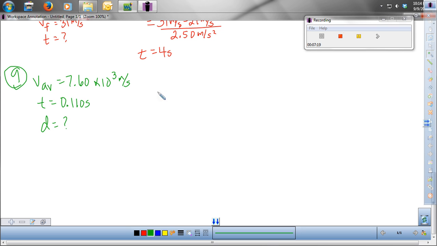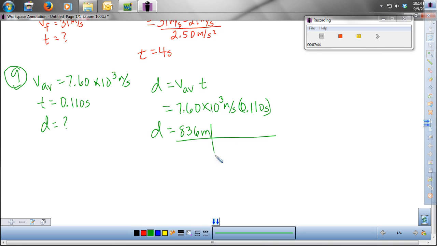the distance. Well, distance is equal to average speed times time. So that's 7.60 times 10 to the 3rd meters per second times 0.110 seconds. So the distance that I got when I made that calculation was 836 meters. But they don't want it in meters, they want it in football field lengths. So one field, according to the problem, is 91.4 meters. So I'm going to convert that into fields, and I got 9.1 football fields.